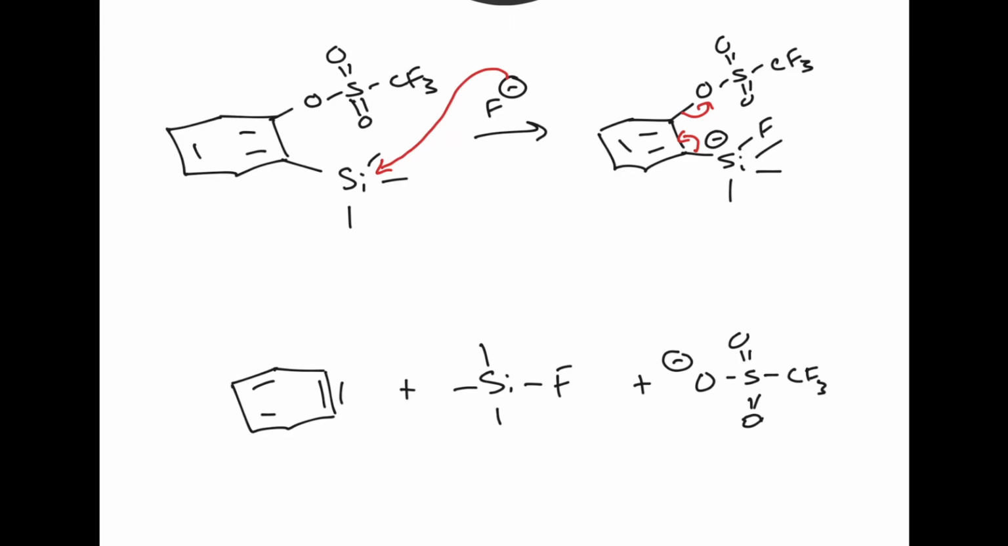So I should also point out, where does F minus come from? The best way to get fluoride is through something called TBAF, and we'll go over this in more detail later because we use it later on. It's tetrabutylammonium fluoride.